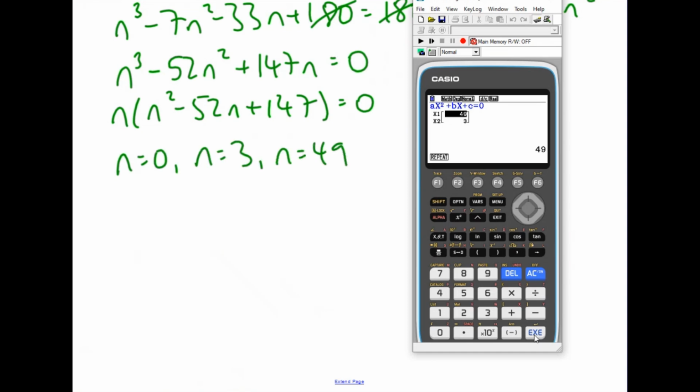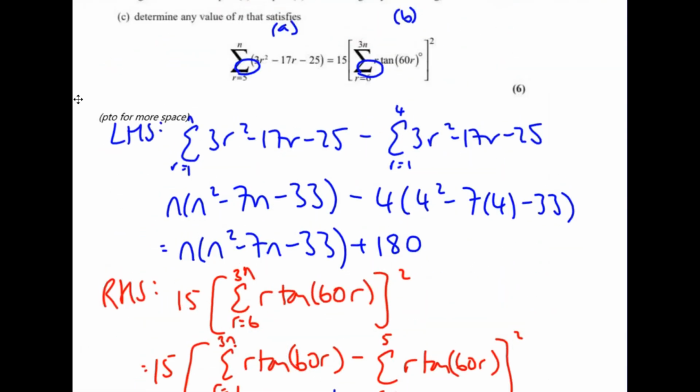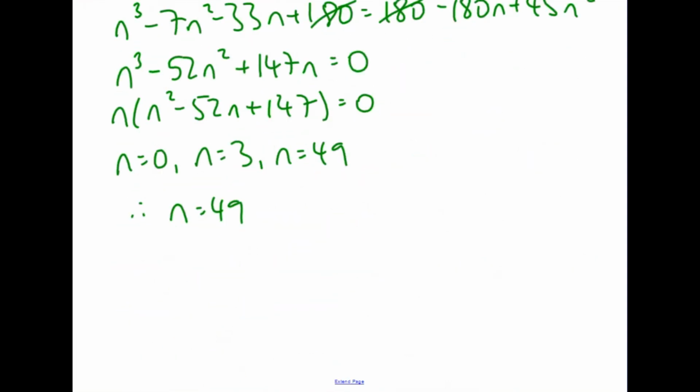The final tricky bit about this is only one of these answers works. Because if you look at the sums here, this one starts at r equals 5. Well, you can't have anything less than 5 on the top. So it must be that n can't be 3 or 0, it has to be 49.